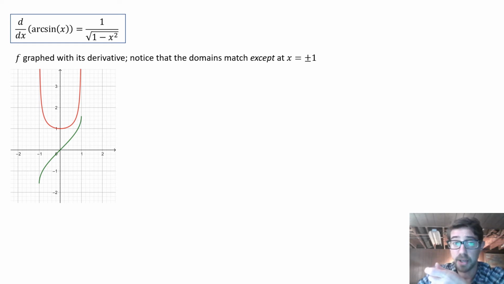At plus or minus 1, actually, the derivative isn't defined because you'd be dividing by 0. So we have another case where the function is defined, but its derivative isn't, because the function really kind of spikes right at those points. But except at those trouble spots, it's fine everywhere, so they share a domain.